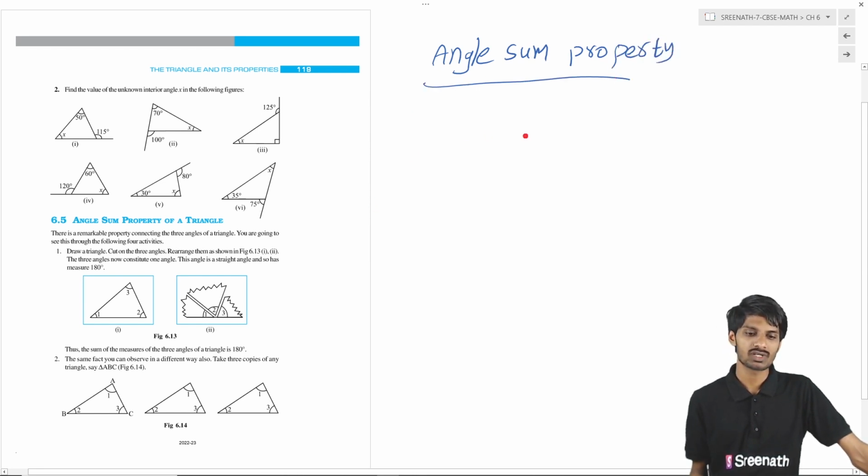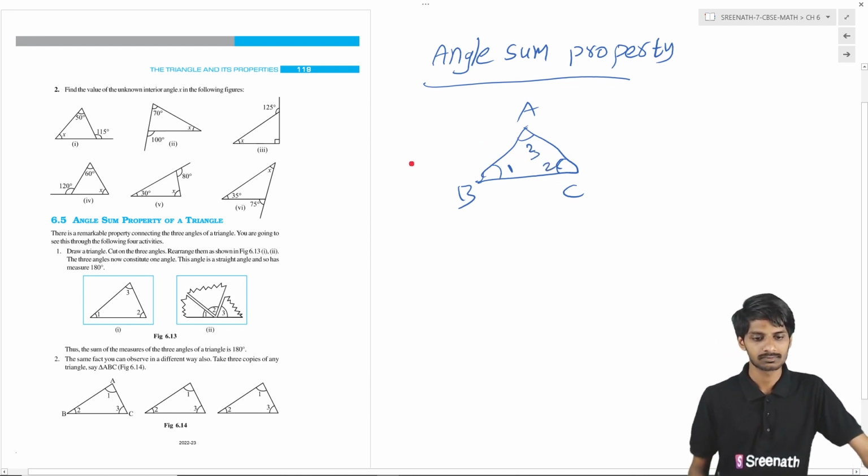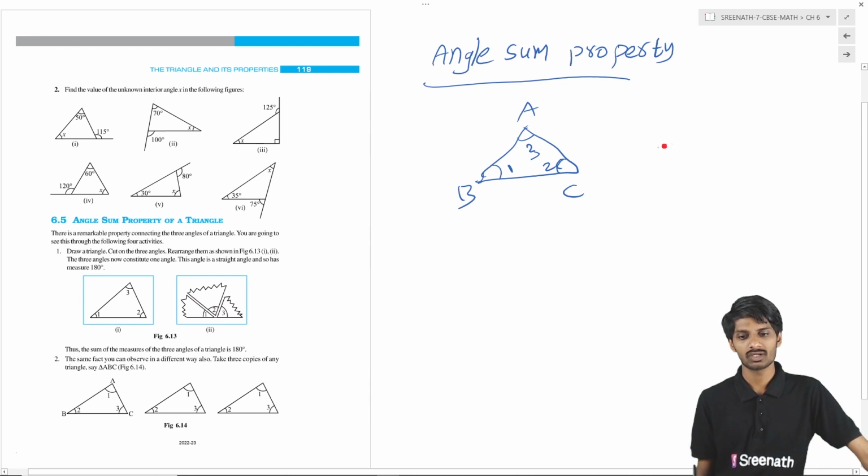What you have to do, first take a triangle. Okay, students, take a triangle, that is triangle ABC, like that. You can name the angles. Here the angle is 1, here the angle is 3, here the angle is 2. Now cut out these angles, or otherwise take a trace copy of these angles, and place all these angles together. Suppose you take this angle, angle 3, and place angle 1, and place angle 2.